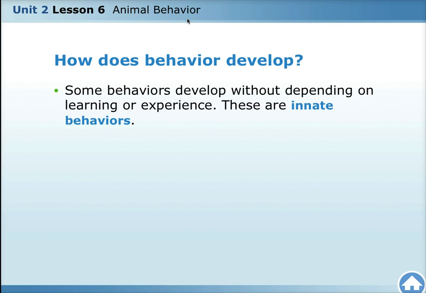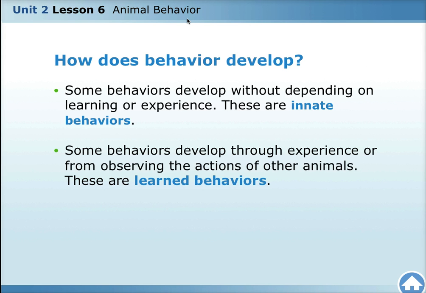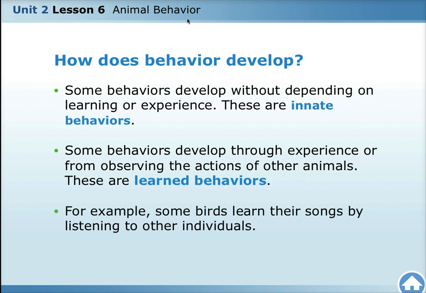Some behaviors develop without depending on learning or experience. These are innate behaviors. These are ones that you're born with or born knowing how to handle. Some behaviors develop through experience or by observing the actions of other animals. These are learned behaviors. These are ones that you aren't born knowing how to deal with. For example, some birds learn their songs by listening to other individuals.